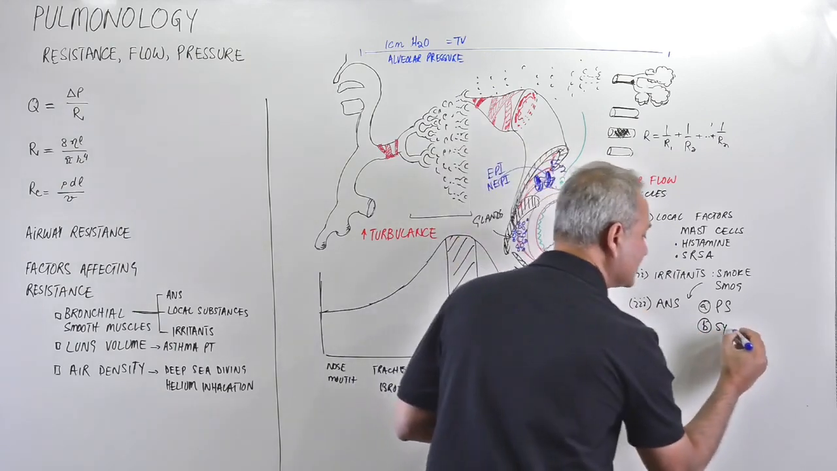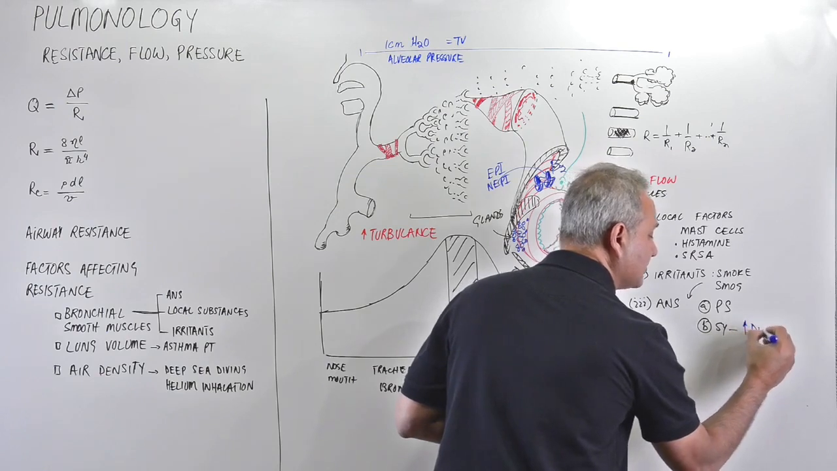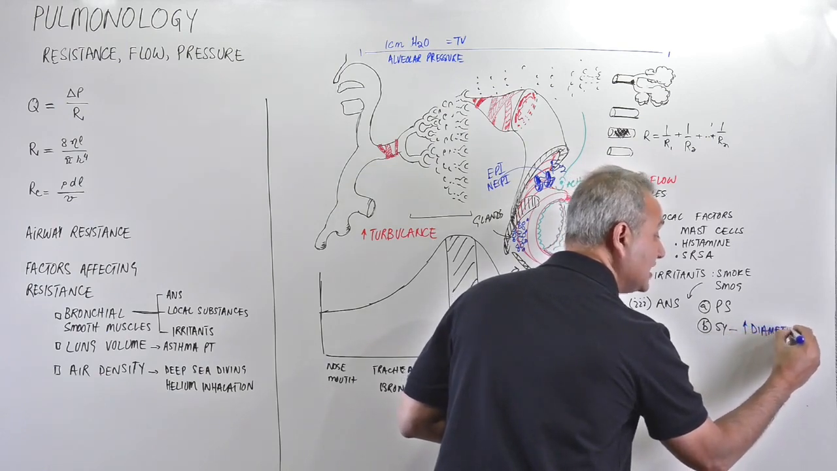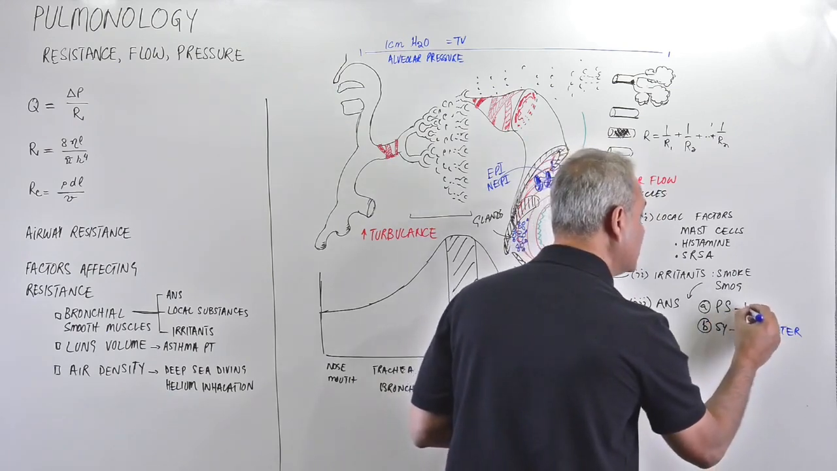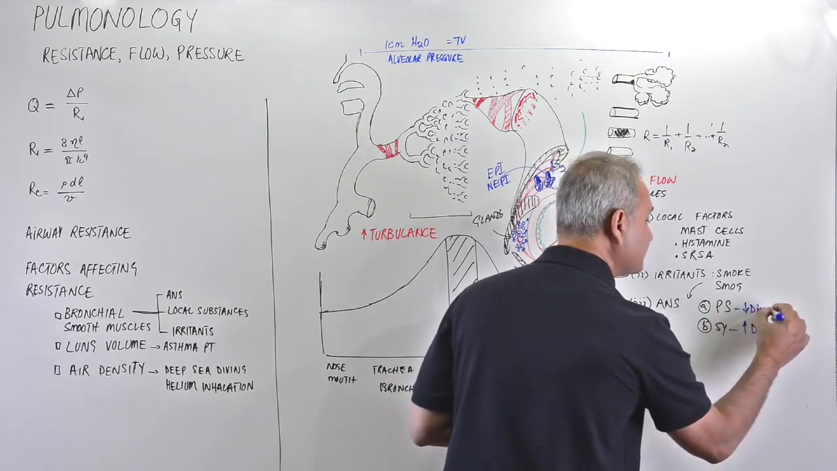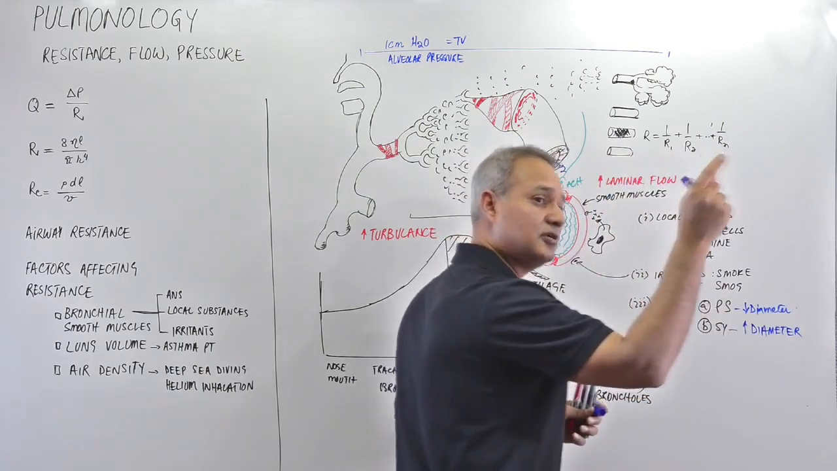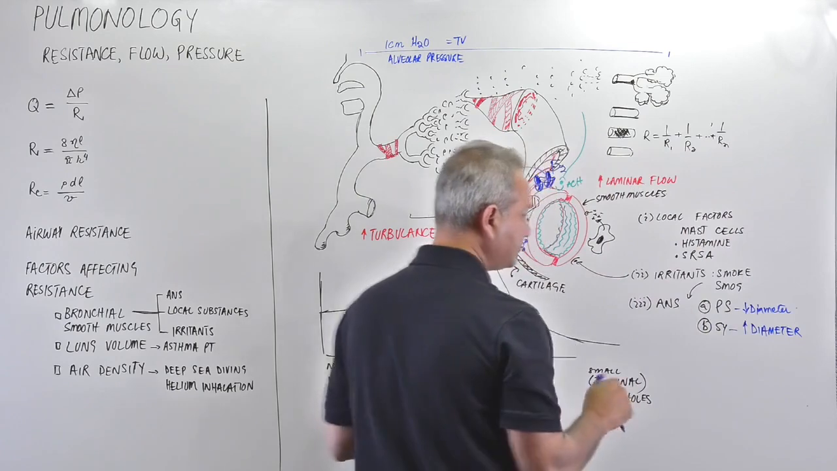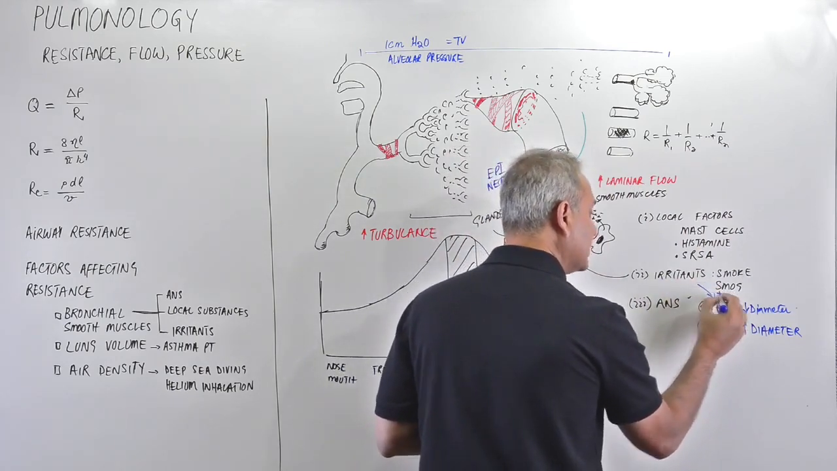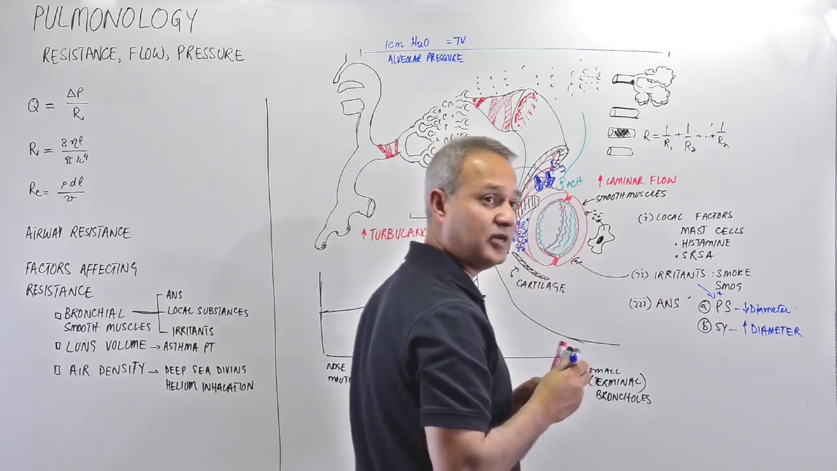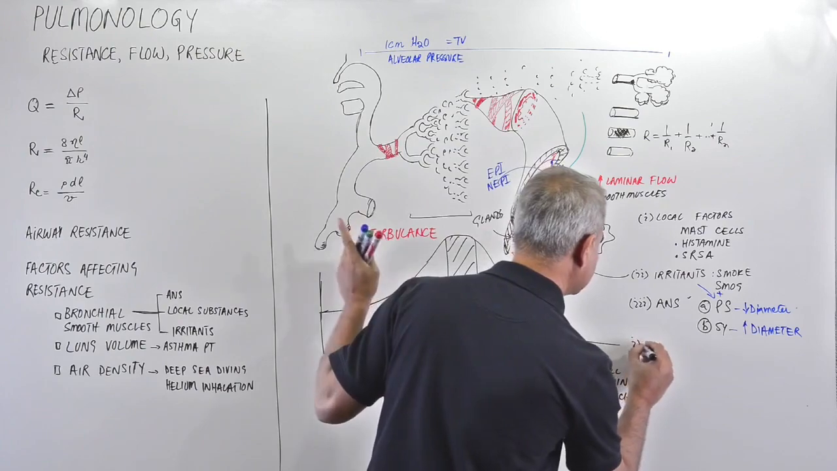So the sympathetic system would increase the diameter and so increase the flow by reducing the resistance. The parasympathetic system reduces the diameter. Reduced diameter would increase resistance, and that would reduce flow. Irritants also stimulate the parasympathetic system. They directly act on the smooth muscles as well and damage them.